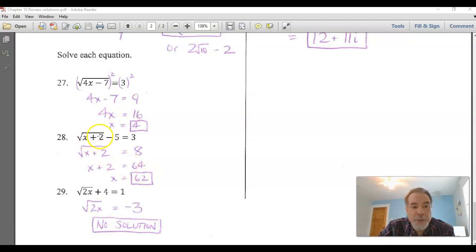If x is 62, 62 plus 2 is 64. Square root of 64 is 8. 8 minus 5 is 3.